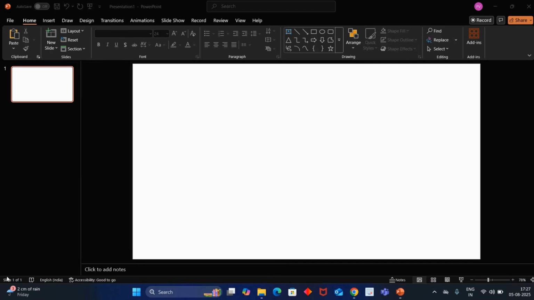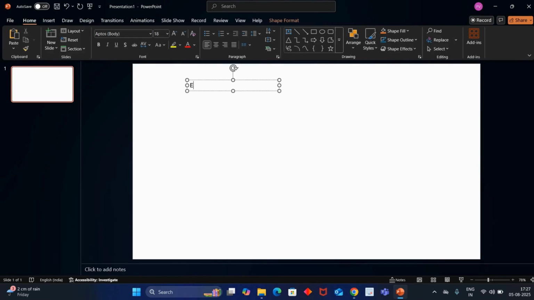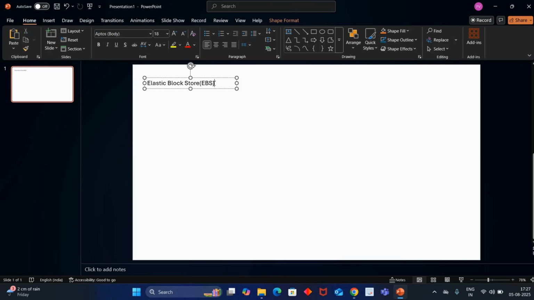Hi everyone. So today I'm going to talk about volume types in EBS. Everyone knows that EBS, Elastic Block Store, is the hard disk of the EC2. In EBS, we have 7 volume types.